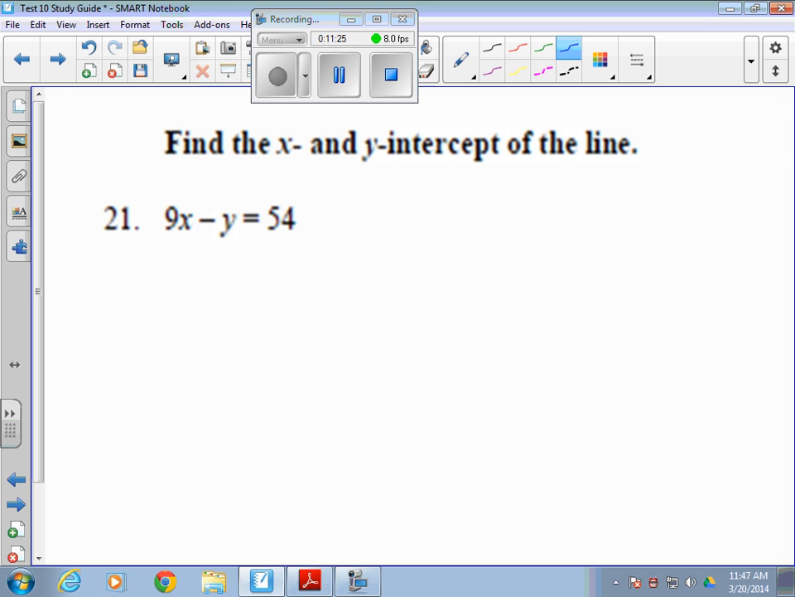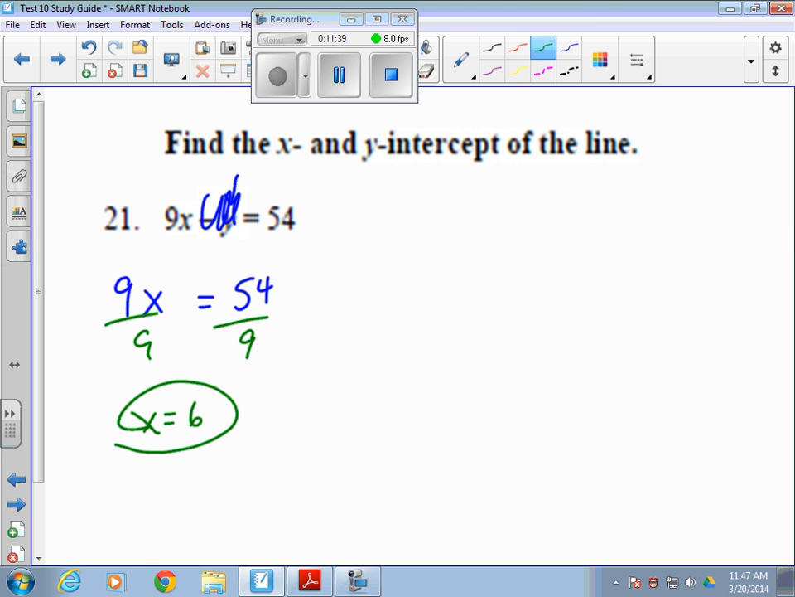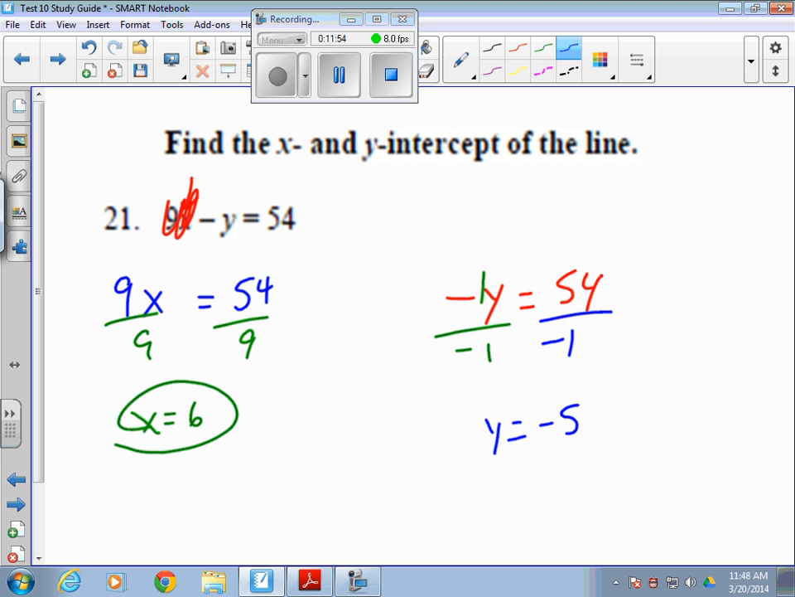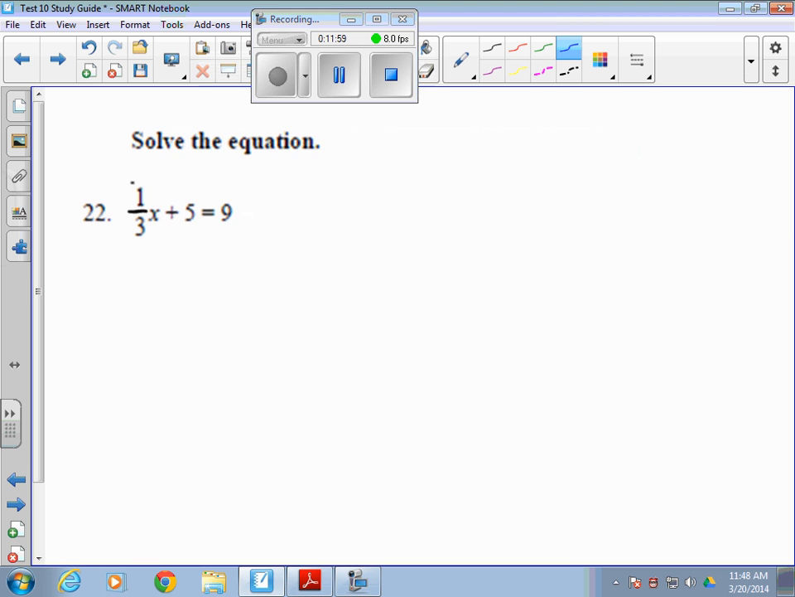21 says find the x and y intercept. In order to find the x-intercept, you plug in 0 for y. So what that does, that makes that go away. 9x equals 54. When you divide by 9 on both sides, you get the x-intercept. It is 6. Do the same thing to find the y-intercept, except this time plug in 0 here. It makes that go away, and it leaves you with negative y equals 54. That says negative 1y, so simply divide by negative 1 on both sides. And y equals negative 54. So your x-intercept is at 6. Your y-intercept is at negative 54.